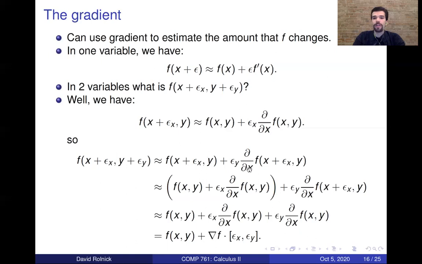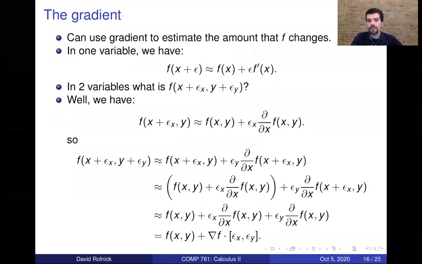Yes, sorry, this should be partial with respect to y. Good call. I have a lot of typos here. Partial with respect to y. This should also be partial with respect to y, and this should also be partial with respect to y. Very sorry about that. So, yes, exactly. This is epsilon y times partial with respect to y of this.